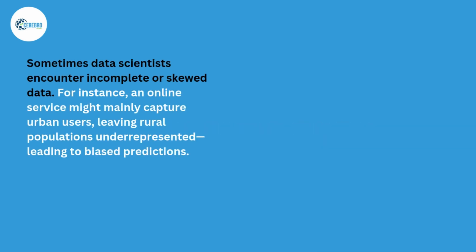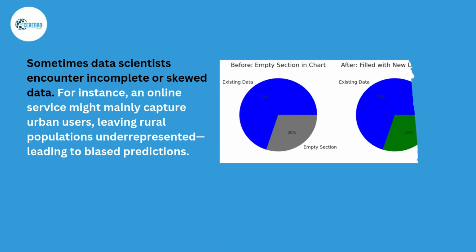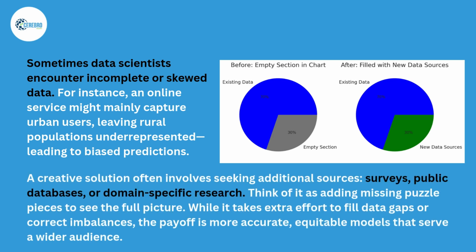Sometimes data scientists encounter incomplete or skewed data. For instance, an online service might mainly capture urban users, leaving rural populations underrepresented, leading to biased predictions. A creative solution often involves seeking additional sources, surveys, public databases, or domain-specific research. Think of it as adding missing puzzle pieces to see the full picture. While it takes extra effort to fill data gaps or correct imbalances, the payoff is more accurate, equitable models that serve a wider audience.